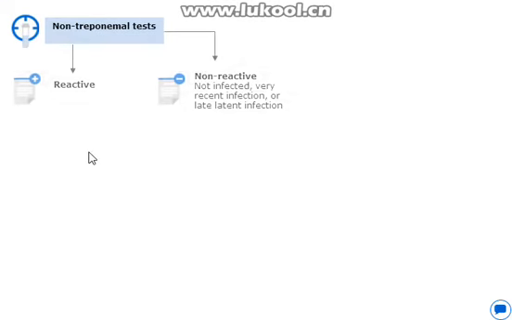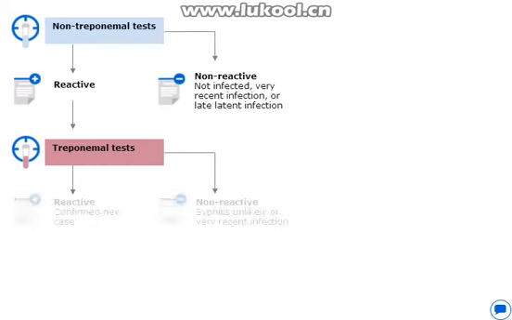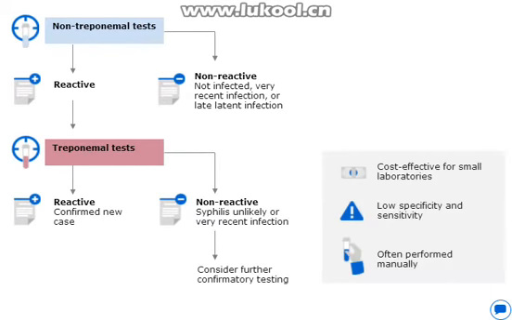The traditional algorithm used for screening and diagnostic purposes begins with a non-treponemal test followed by a treponemal test. It is the least sensitive algorithm across all stages of treponemal infection.